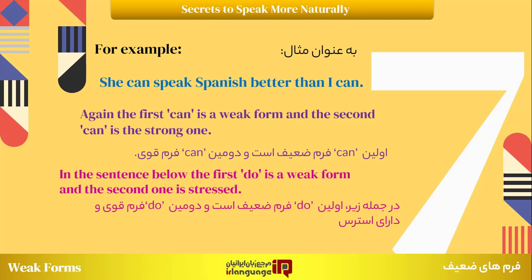In the sentence below, the first "do" is a weak form and the second one is stressed. What do you want to do this evening?